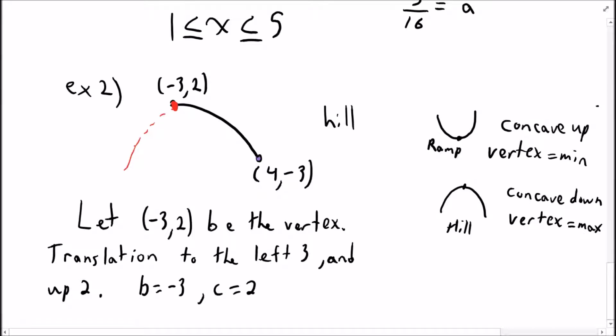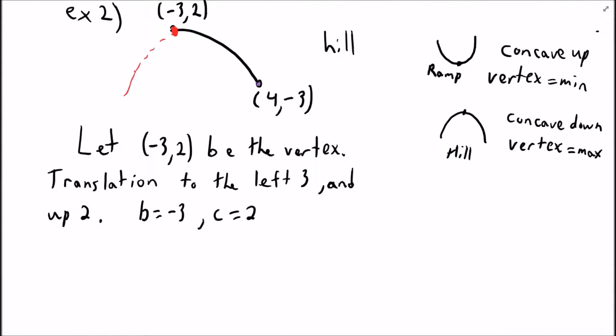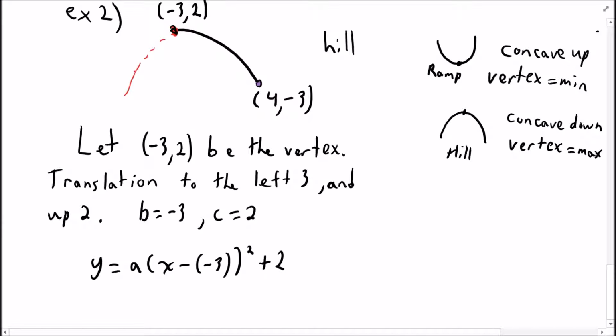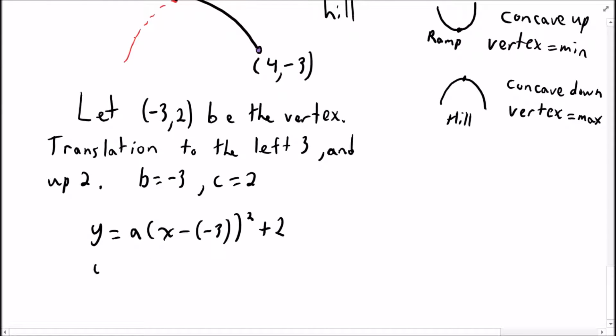So if we sub those into our equation, we get y equals a bracket x minus -3. Remember, it's already negative in the formula, so we have to sub in -3 into it, squared plus 2. And remember, a minus and a minus is a plus. So we get y equals a bracket x plus 3 bracket squared plus 2.